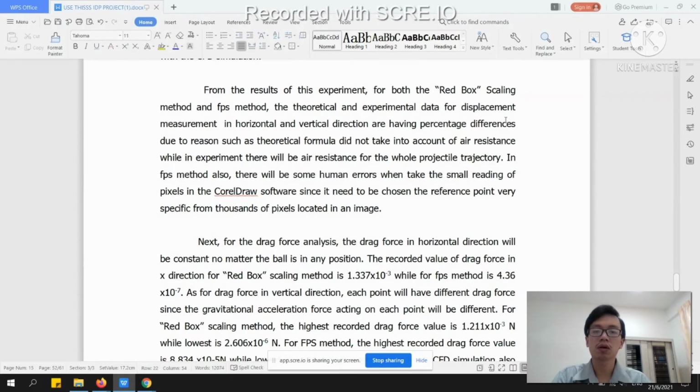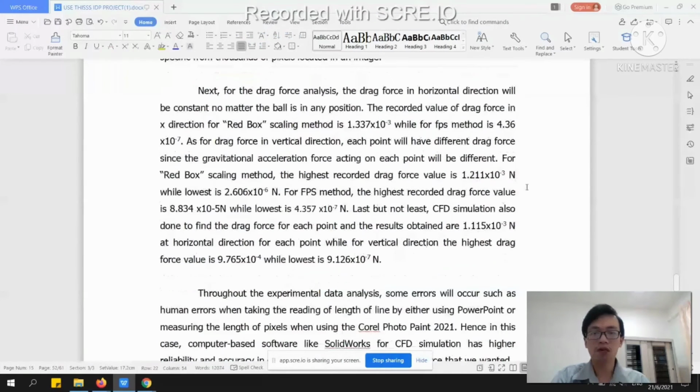This is due to some reasons. For the theoretical formula, we didn't take into account the air resistance, while the experiment itself will surely have air resistance acting on it. Besides, for the FPS method, there will be some human error when taking the small pixel readings in the CorelDRAW software, since the reference point needs to be chosen very specifically from thousands of pixels located in an image.